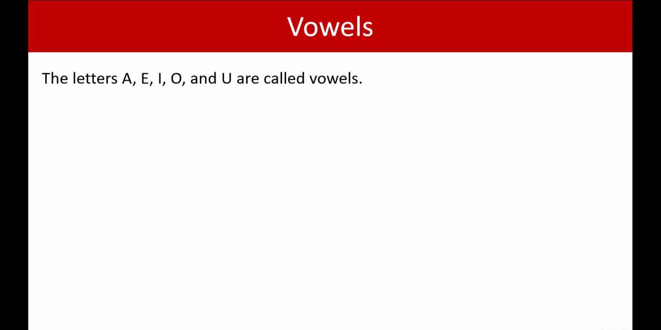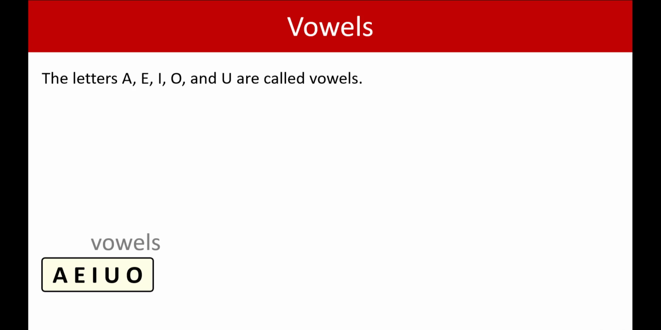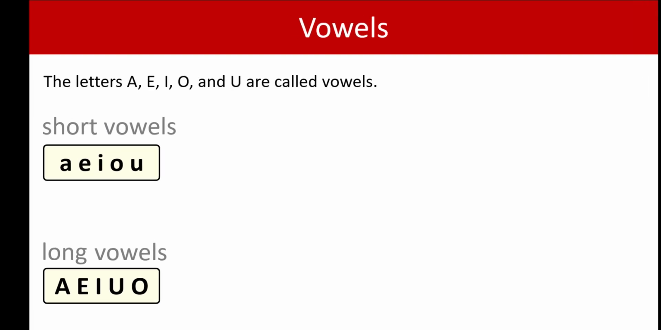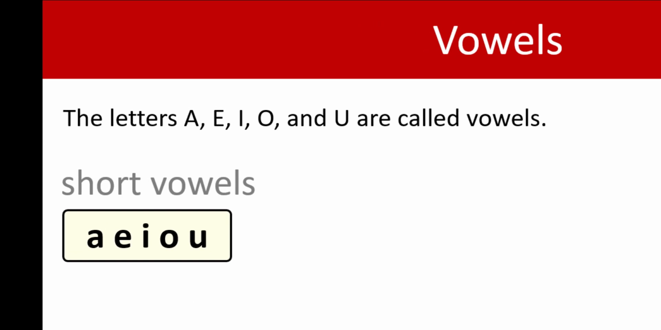I want to bring our vowels back. Here they are, A, E, I, O, U. Only I'm going to call these long vowels. If we've got long vowels, we must have short vowels, and we do. So vowels come in 2 different sorts, short vowels and long vowels.